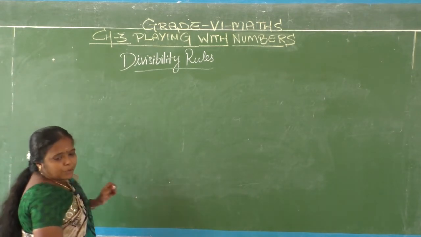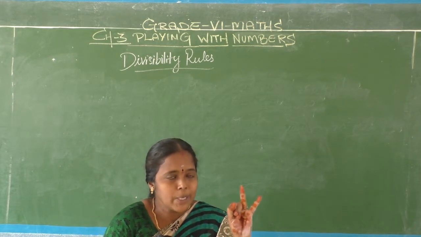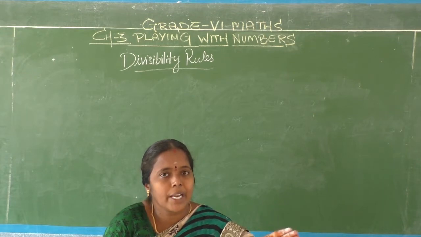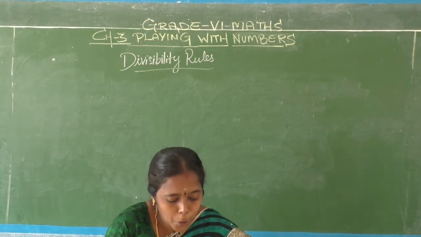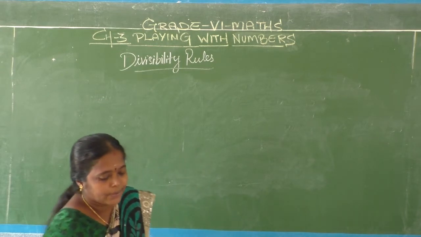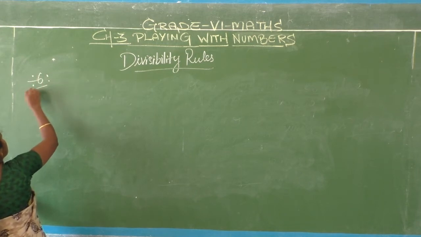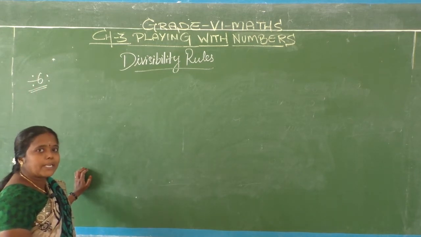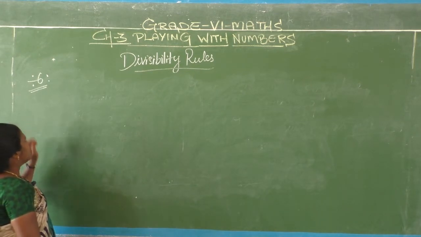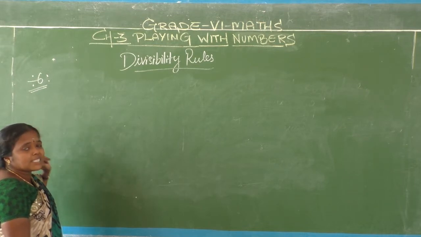Next, what are the rules we have seen? Divisibility by 2, divisibility by 3, divisibility by 4, divisibility by 5, and then 10. A few more rules are given. We will see that. The next rule is divisibility by 6. What is it telling? Before applying this rule, we will see at a glance the factors of 6.